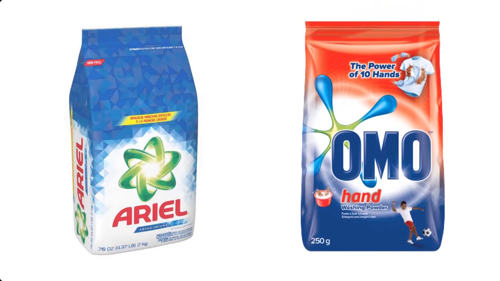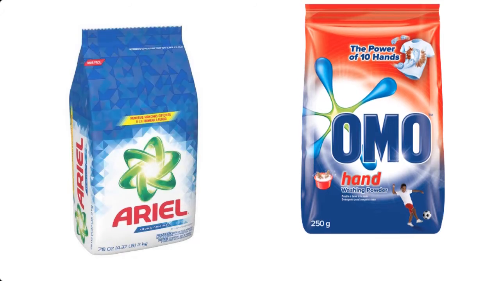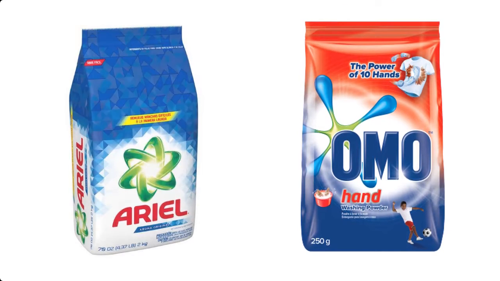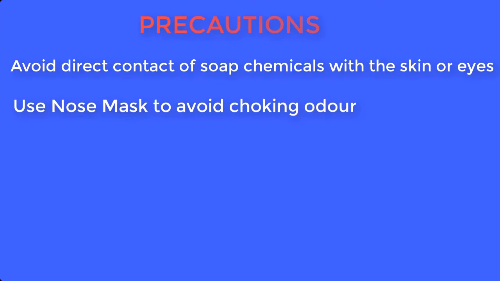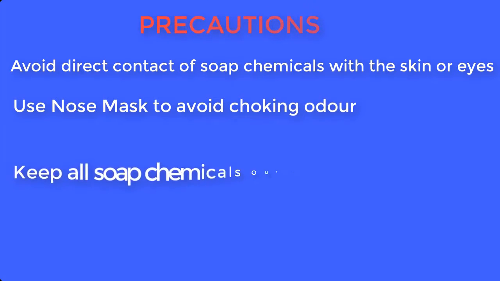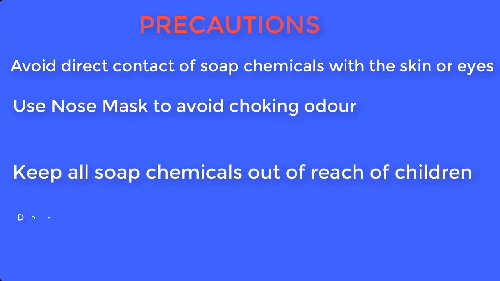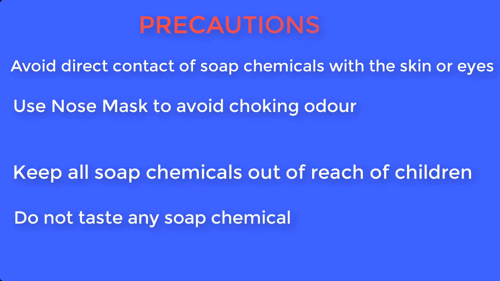But before we go into the production proper, let me list the precautions you need to take as you embark upon this production. Avoid direct contact of chemicals with the skin by using hand gloves. Use a nose mask to avoid choking odor. Keep all chemicals out of reach of children and do not taste any chemical. Please ensure that you keep to this instruction in order to avoid any hazard.